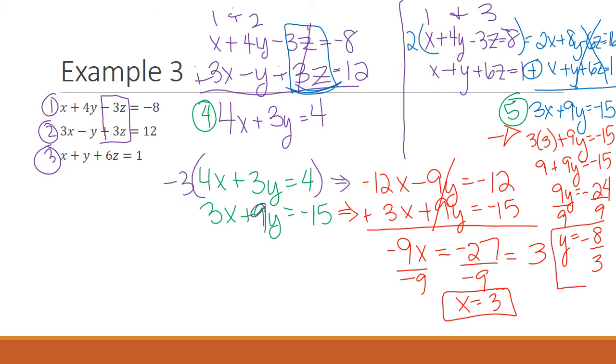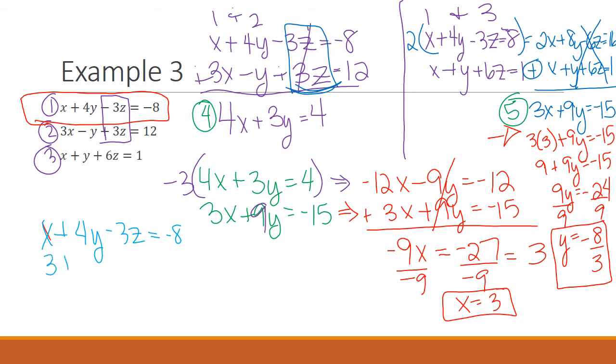Okay, so we have a y and we have an x. We still need to solve for z. So go back into your original equation. It doesn't matter which equation you pick. So I'll just go for the first one. I have x plus 4y minus 3z equals negative 8. My x is 3. I found y to be negative 8 over 3, minus 3z equals negative 8.